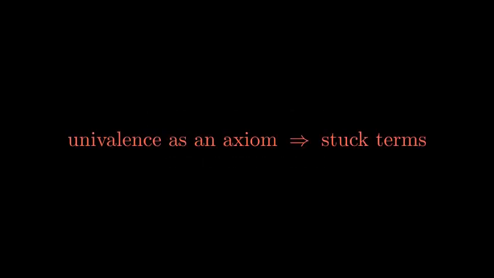There is a price, and it is the reason this is still active research. Added as a bare axiom, univalence has no computational behavior. A closed proof can get stuck and never reduce to an answer. That breaks canonicity, the property that every closed term computes to a value. The fix is cubical type theory, which builds paths from an interval primitive and gives univalence actual computational content again. This is what cubical Agda implements, so the circle and univalence actually run.